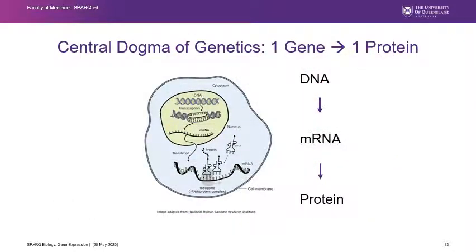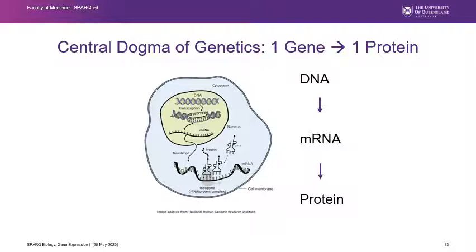I'm going to show this slide a couple of times throughout the presentation because it's pretty important. We know a gene is a sequence of nucleotides, and one gene codes for a product. One gene codes for one protein. That is the central dogma of genetics. It's absolutely vital that you understand that.